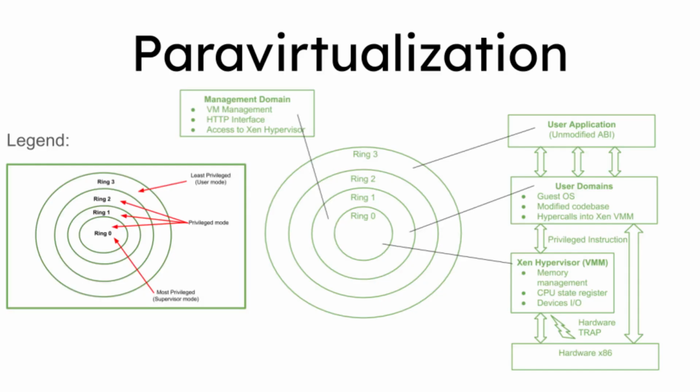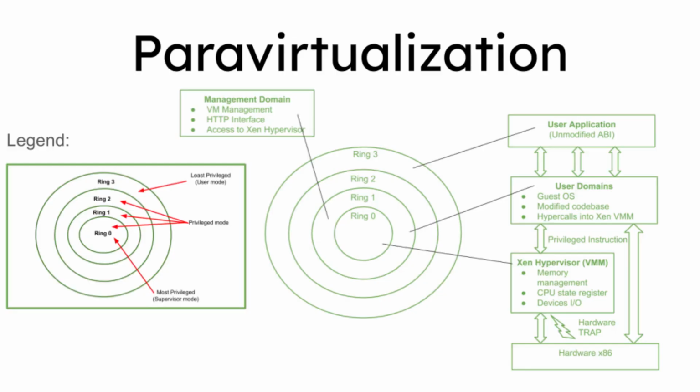Let me walk through how Zen is structured and what the authors discovered in their experiments. Zen sits directly above the hardware and exposes virtual CPUs, memory, and I/O devices. Each operating system runs inside a domain. One special domain, called Domain 0, has control privileges, such as creating or destroying other virtual machines, and allocating resources.